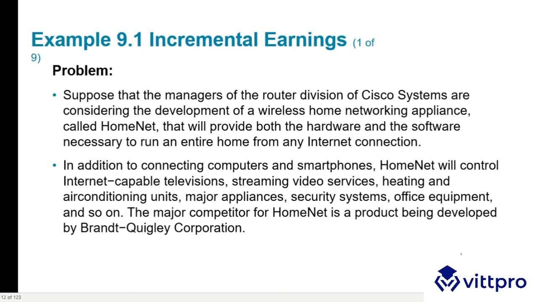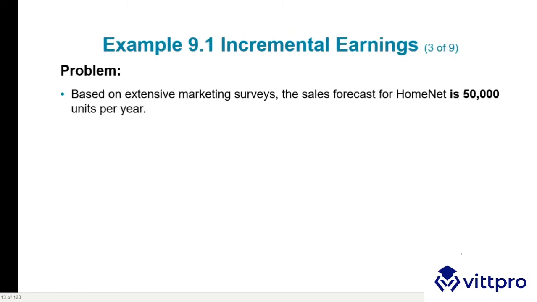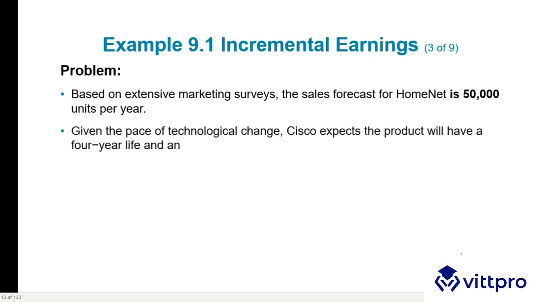So here is the example that you are going to do now. Suppose you are the manager of the router division in Cisco, and you are considering developing a new wireless home networking appliance called HomeNet, which will provide both the hardware and software to run the entire home from the internet connection. In addition to connecting the computers and smartphones, it will control the internet capabilities and everything else. Based on their market survey, the sales forecast is 50,000 units per year. Given the pace of technology, they have a run of 4 years only.